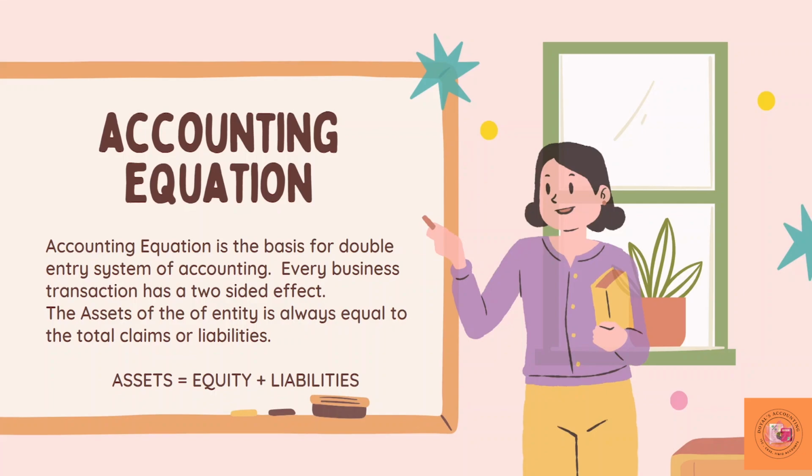Now, this accounting equation is the basis for the double entry system of accounting. As per the double entry system of accounting, each and every transaction has two effects, two sides, a debit and a credit. By this equation, we are showing the two aspects of every transaction. Whenever there is a transaction, there will be one effect on the asset and another effect on the equity.